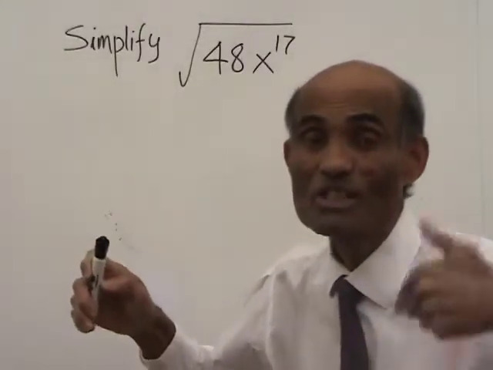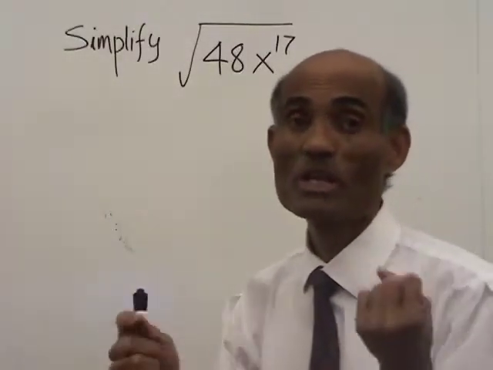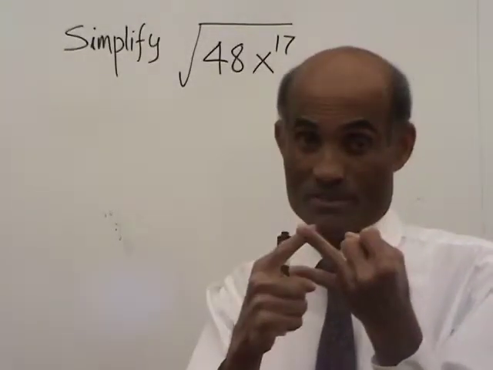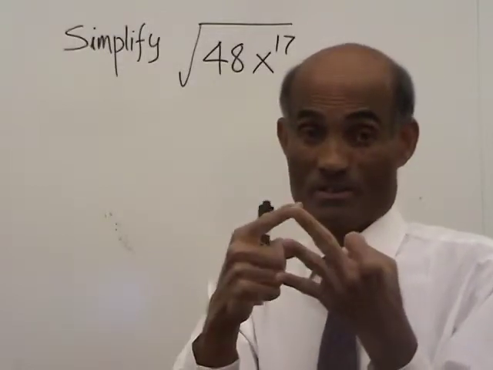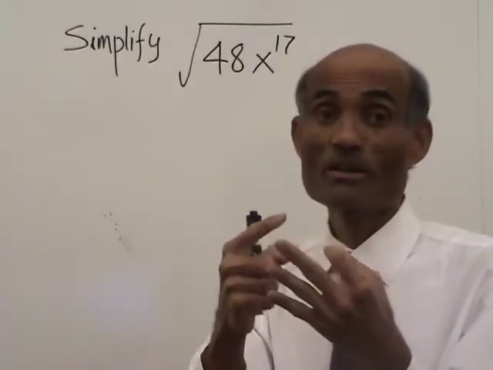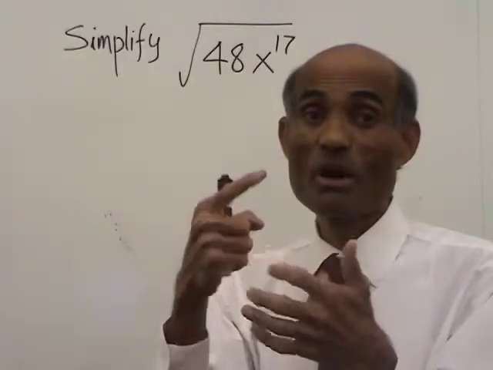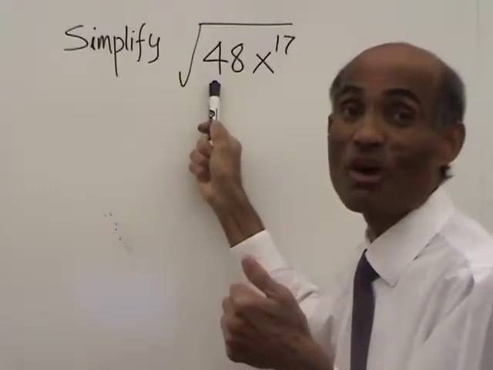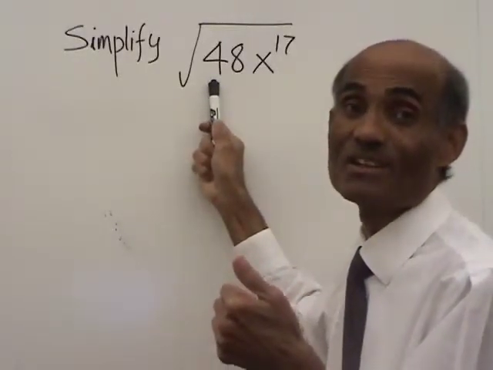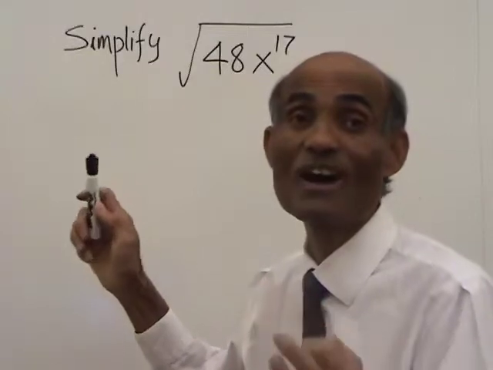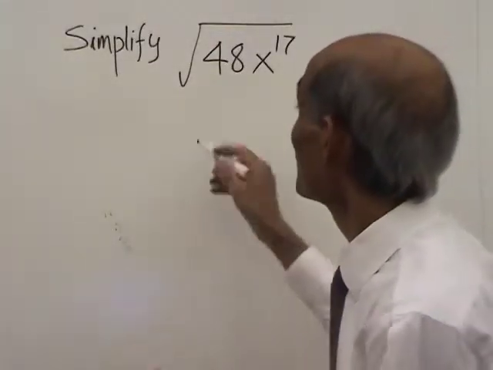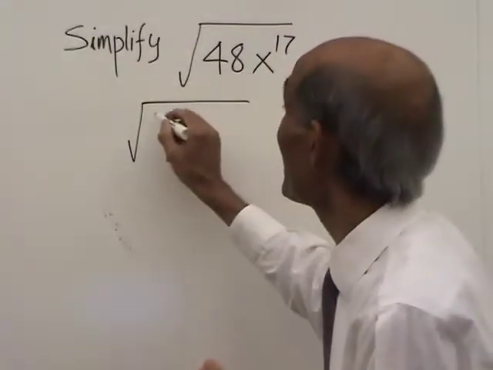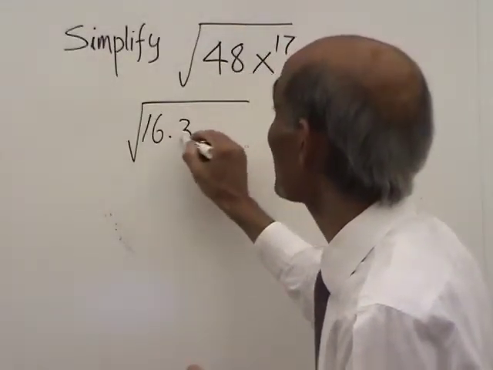You must practice some of these on your own. You see, the perfect squares are: 4 is a perfect square. The next perfect square is 9. Alright, 16 is a perfect square. 25 is a perfect square. 36 is a perfect square. What is the highest perfect square in 48? 48 is 16 times 3. So you will write the square root of 48 as 16 times 3.